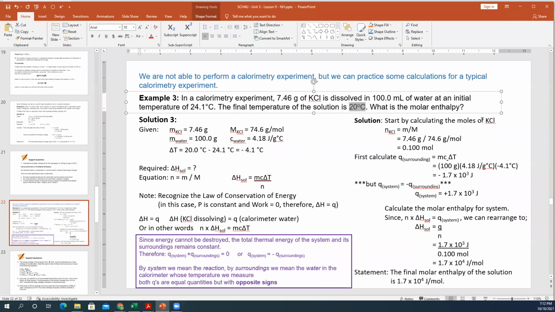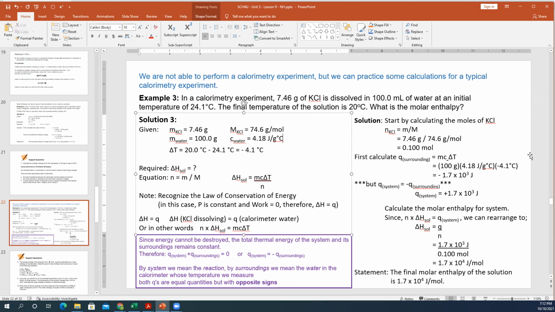What is the molar enthalpy? By molar enthalpy, we mean how many kilojoules per mole, or joules per mole. Every time you see this term molar enthalpy, you know that your final units have to work out to be joules per mole or kilojoules per mole.